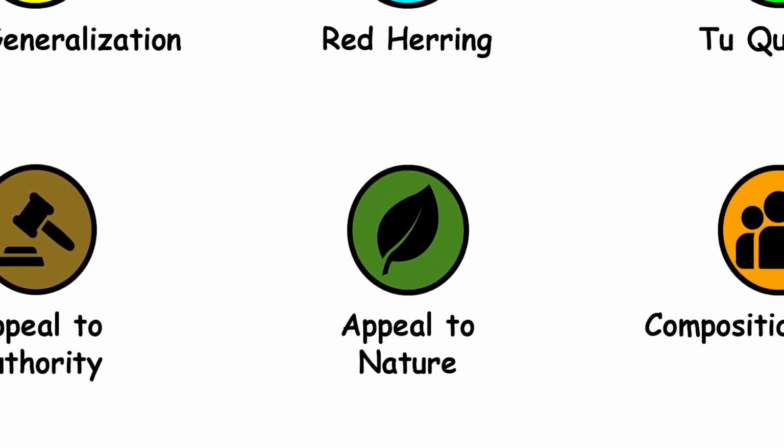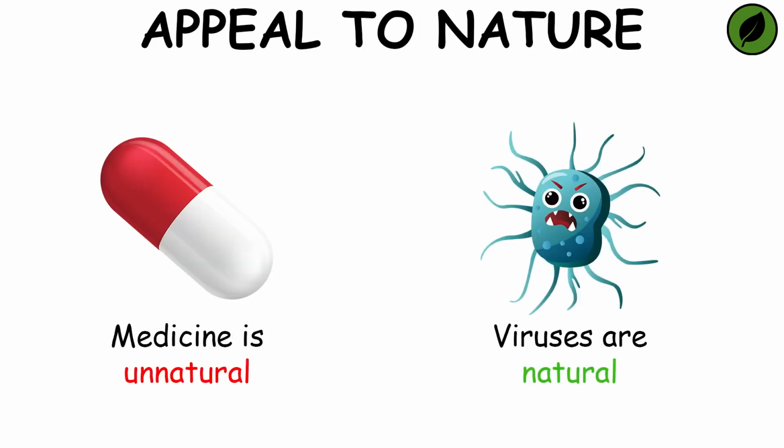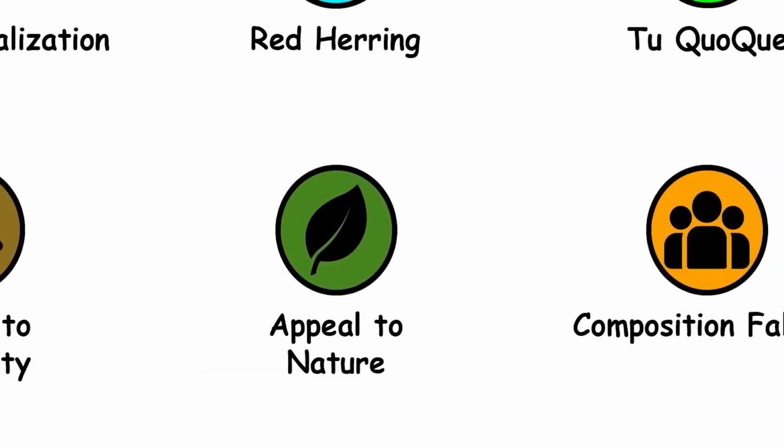Appeal to nature fallacy. It's an argument in which it is proposed that a thing is good because it is natural or bad because it is unnatural. It's a fallacy because the unstated primary premise, what is natural is good, is typically irrelevant and an opinion instead of a fact. Composition fallacy.